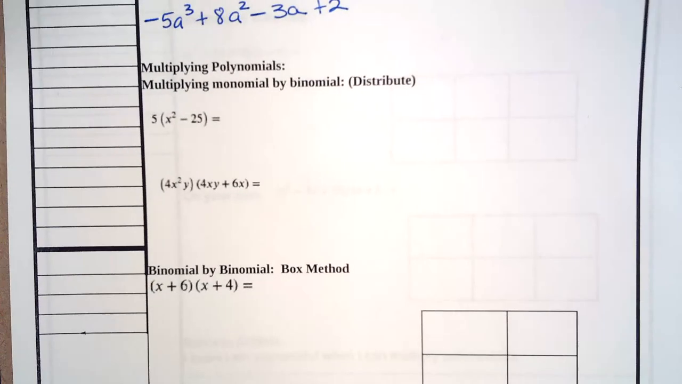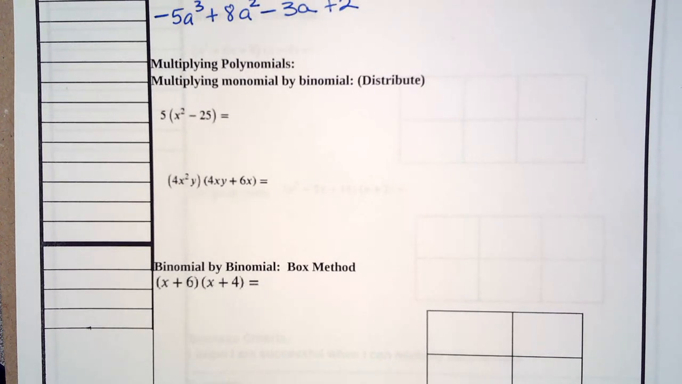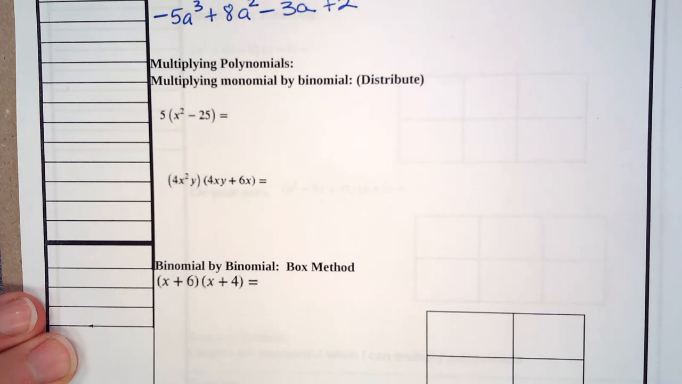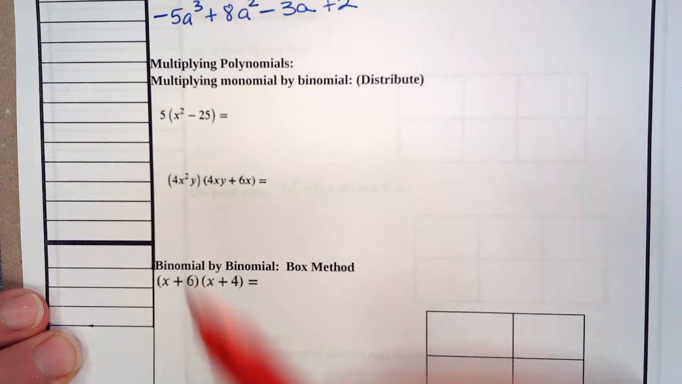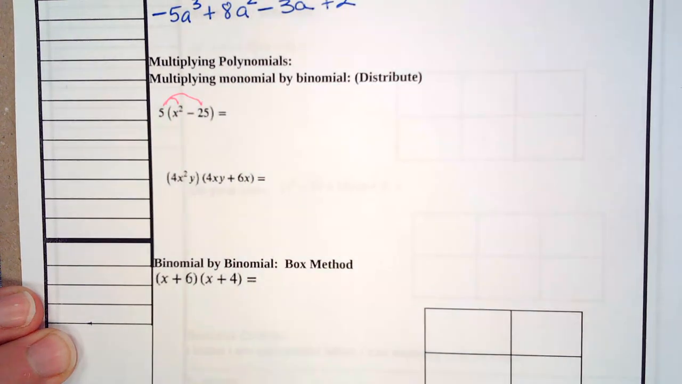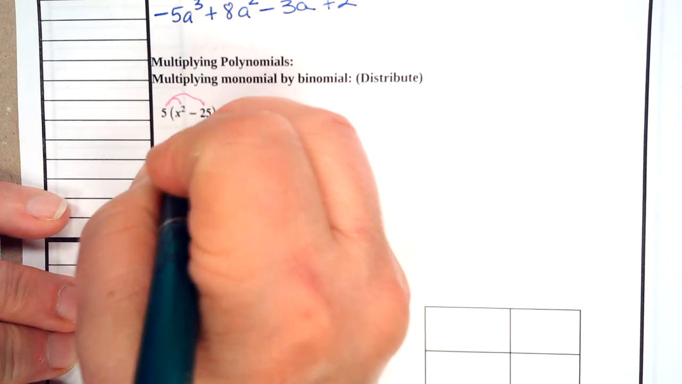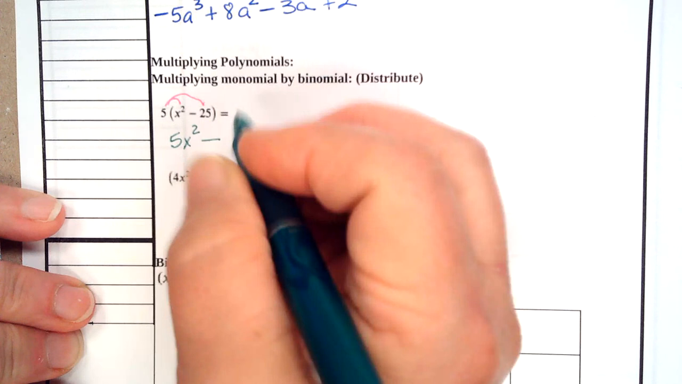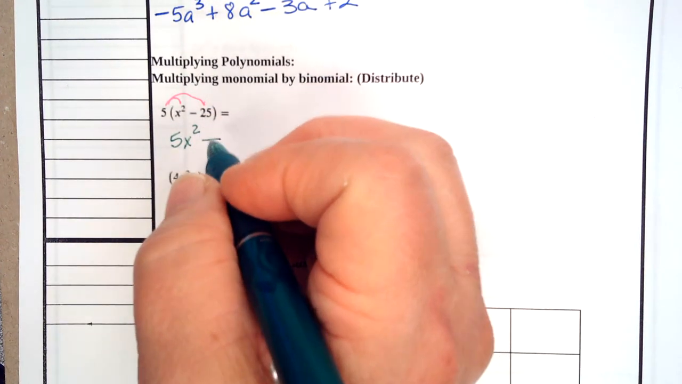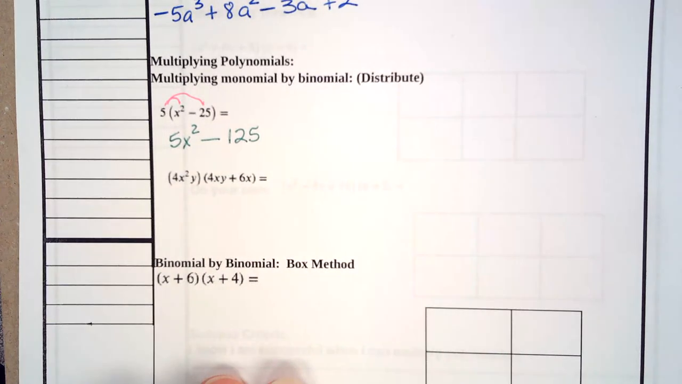Okay, when we are multiplying polynomials, there's different types of polynomials we can multiply together. If we're doing a binomial times a monomial, that means it's just one term on the outside. Makes it quick and easy to do. 5 times x squared is 5x squared. Minus 5 times 25, 5 quarters gives me $1.25, and I am done.